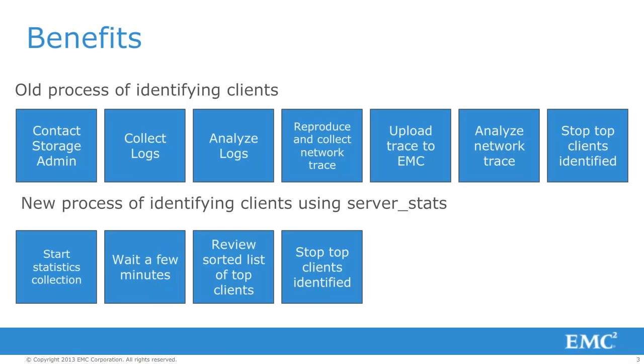In previous generations, it took a long process to identify your top talkers. You had to contact the storage admin, collect some logs, analyze those logs. In most cases you would have to reproduce and collect network traces of the issue that was going on, upload the traces to EMC, or have the network folks analyze them, and then you would get your identified top talkers and you could then deal with them. With the correlated statistics, using the server stats command, we now have to just collect those stats, wait a few minutes, analyze them, and then we can stop the top talkers.